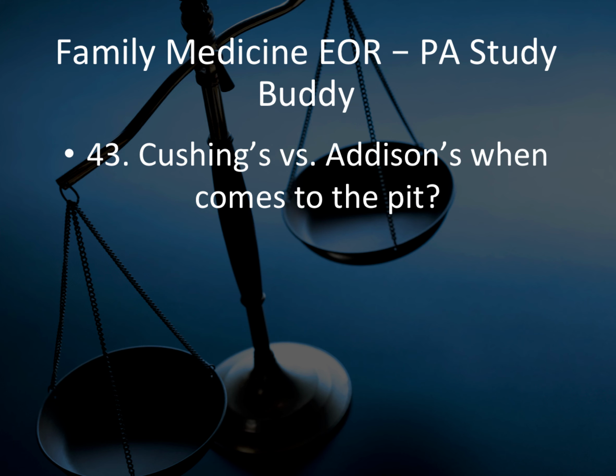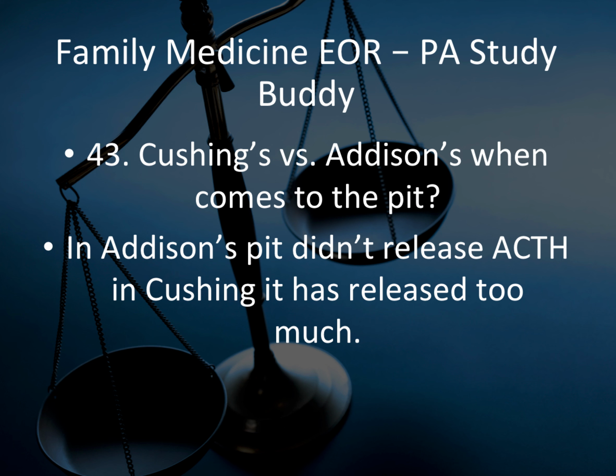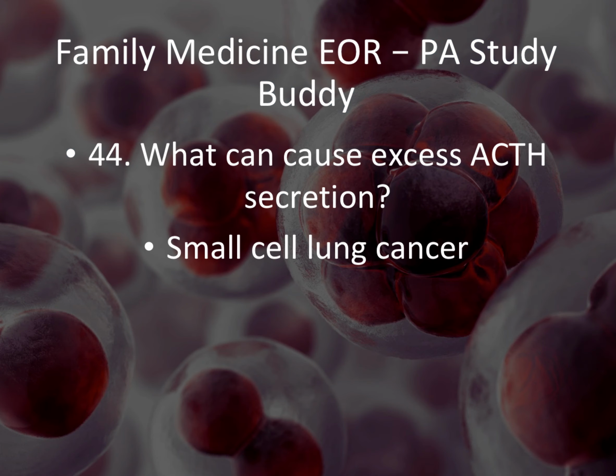Cushing's versus Addison's when it comes to the pituitary. In Addison's, pituitary did not release ACTH, and in Cushing's, it has released too much. So in Cushing's disease, you're going to see high levels of ACTH, and in Addison's, it did not release it. What can cause excess ACTH secretion? That would be small cell lung cancer. So if you have a patient with a high ACTH, you should also have small cell lung cancer on your differential.